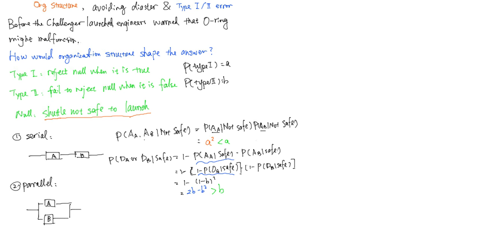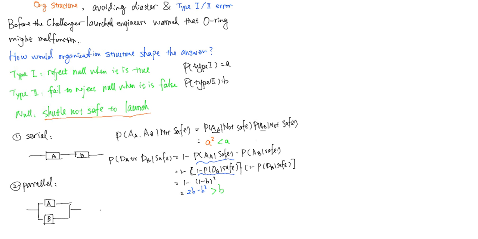So in this case, type 1 error means aggressive error, and type 2 error means you are being too conservative. So in this case, serial structure helps you to be conservative, so to avoid making aggressive errors. Now we can do the same thing for the parallel structure, but in different ways.